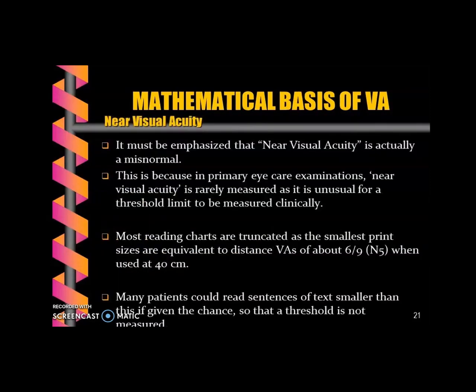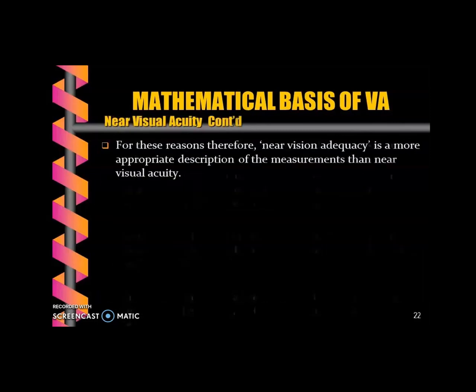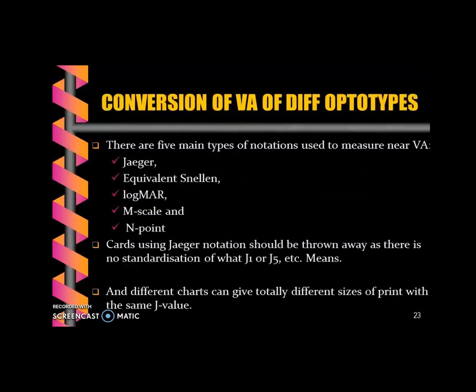It must be emphasized that near visual acuity is actually a misnomer. Why? This is because in primary eye care examinations, near visual acuity is rarely measured, as it is unusual for threshold limits to be reached clinically. Most reading charts are truncated at the smallest print sizes. Many patients could read sentences smaller than this if given the chance, so that a threshold is not measured. For this reason, therefore, near vision adequacy is a more appropriate description of the measurement than near visual acuity.